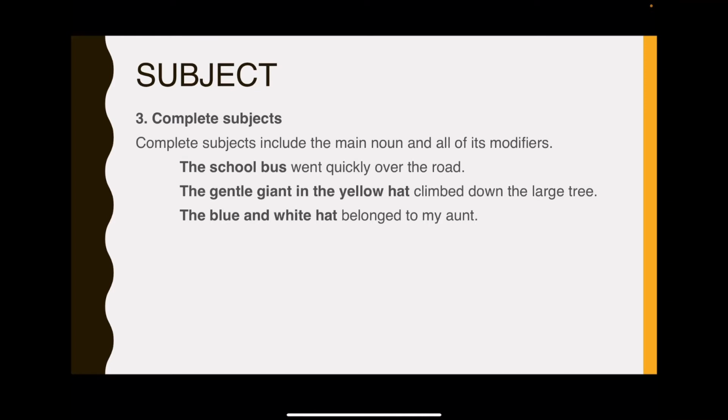And the last one, the blue and white hat belonged to my aunt. So for this one, even though we have one head word, that is the word hat, and we are using the word and here, we only have one noun. But that noun has many modifiers like the blue and white. So we have many modifiers to modify the word hat. That's why this is the complete subject.